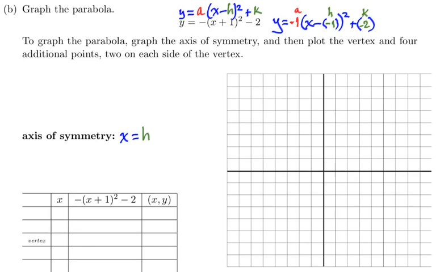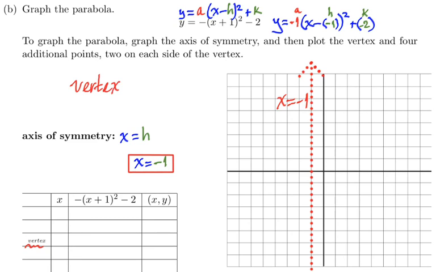So now we can write the axis of symmetry. The equation of the axis of symmetry is x equals negative 1. So let's sketch that. There's that vertical line. Also, we've got the x-coordinate of the vertex. So the x-coordinate of the vertex has to be negative 1 because it has to lie on that line.